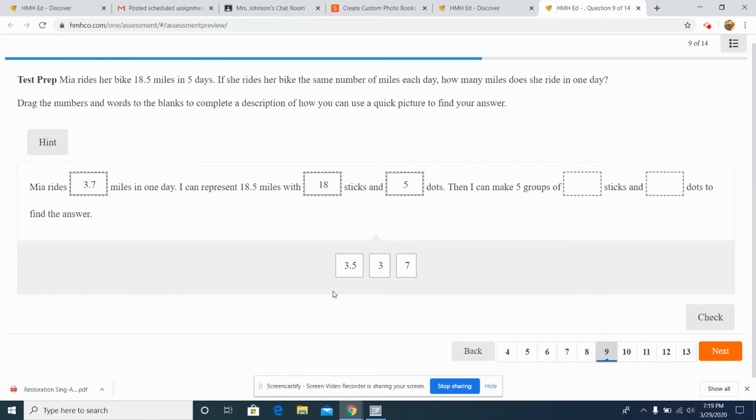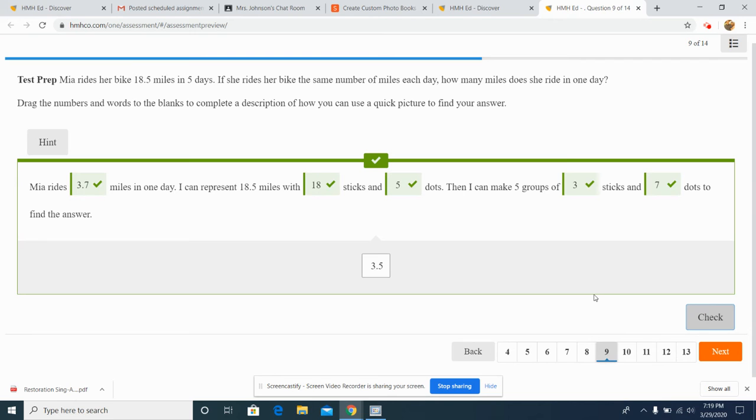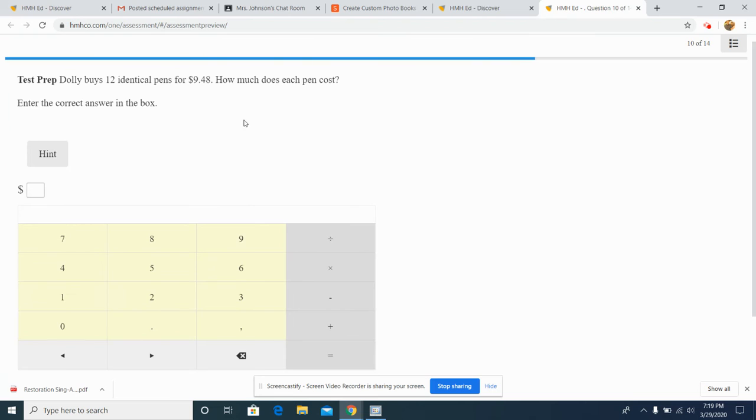Then I can make 5 groups of, so what we did is we made 5, because we were dividing by 5, we put them into groups. So now it's saying, well, within your groups, how much does each group have? So then I can make 5 groups of, well, we had how many holes in our answer? Right here, how many holes? We had 3 sticks. And then how many tenths did we have? 7 dots to find the answer. So let's check that. Woohoo, we did it. Okay. All right, then the next one.